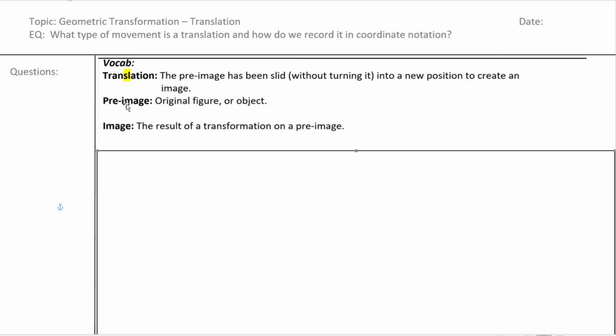So as I mentioned, the pre-image is the original figure or object that we're moving, and the image is the result of the transformation of the pre-image or the original figure. So in the 4 different transformations that we'll be studying, you'll hear us talk a lot about pre-image and image, the original and the result. Today, we're focusing on translations, sliding figures into a new position.